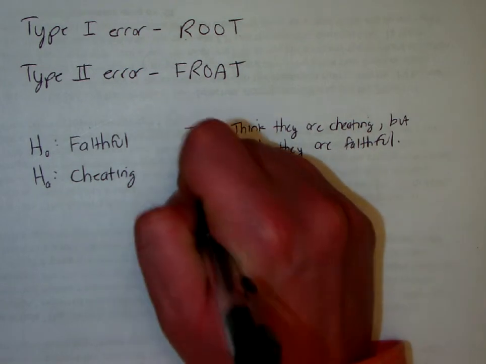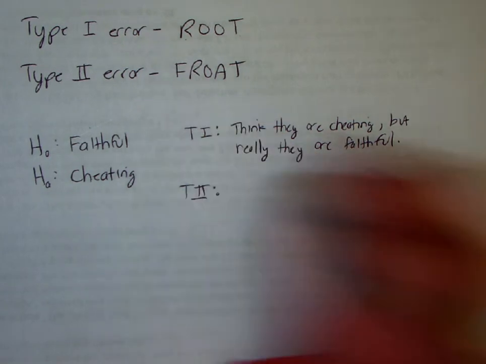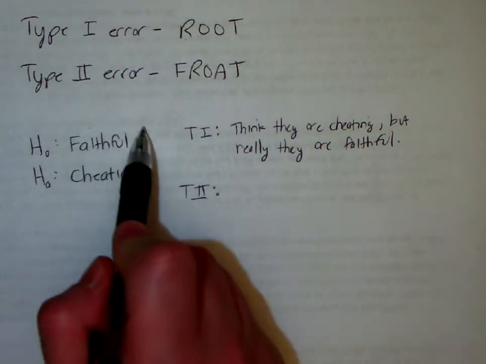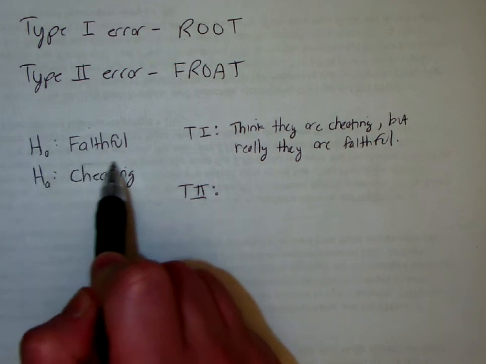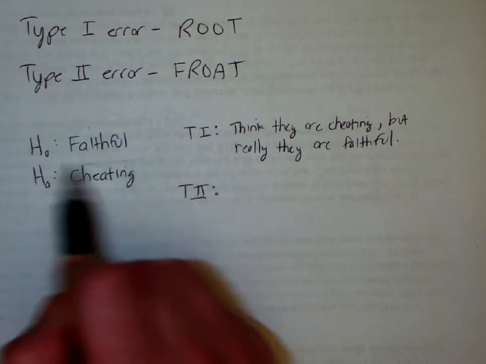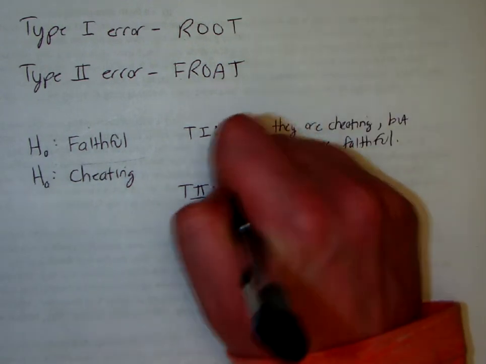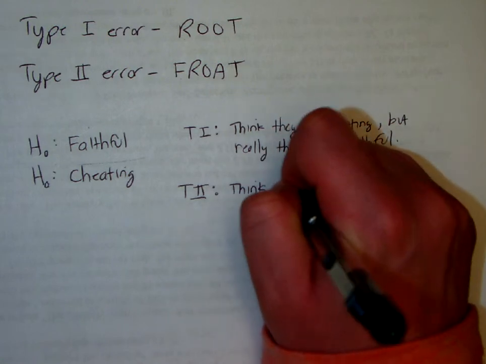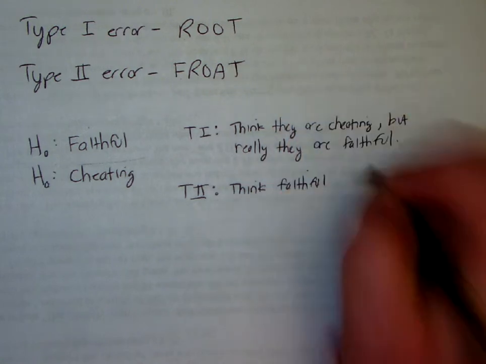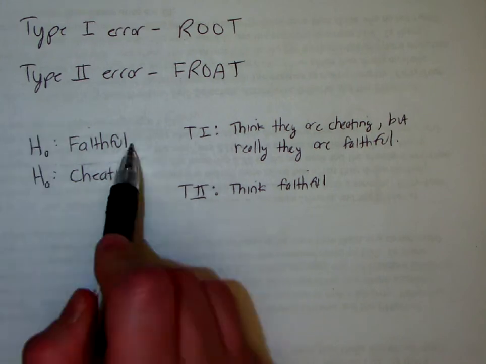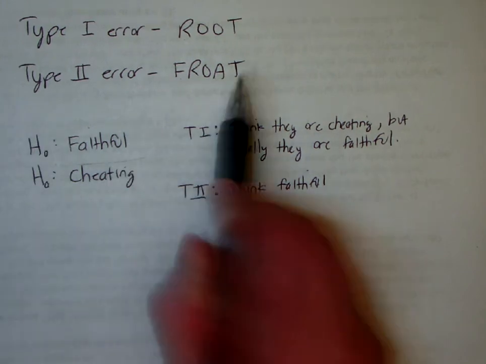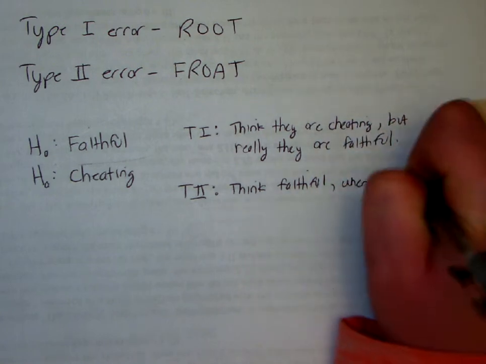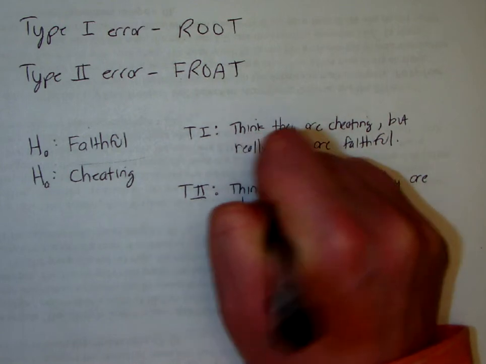Now a type 2 error in this scenario is when you're failing to reject H0. Okay, so I kind of circle this. We're failing to reject H0. So you think the person is faithful. Okay, you're failing to reject H0 when HA is true. So you think they're faithful when they are really cheating on you.